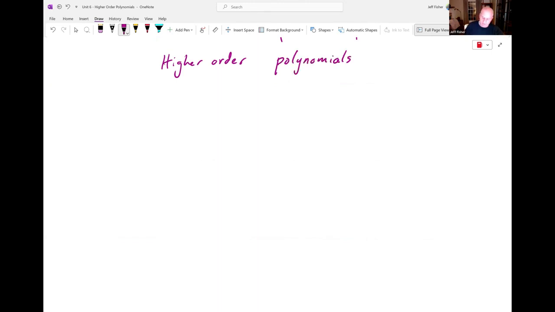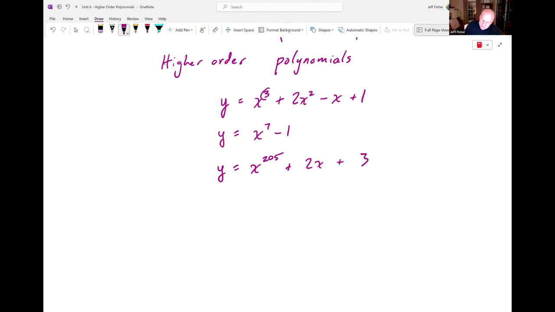So it could look like this. It can be y equals x cubed plus 2x squared minus x plus 1. That represents one. It could be y equals x to the 7th minus 1. It could be y equals x to the 205 plus 2x plus 3. A higher order polynomial is defined by the highest power that the x variable is raised to, okay? It's defined by the highest power of x.